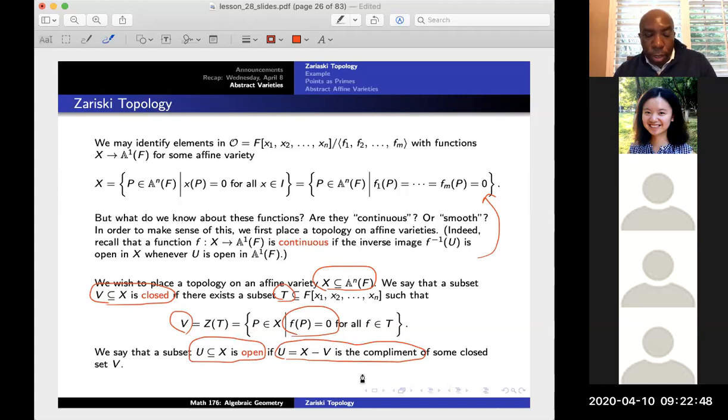Right, so I have the idea of a closed set. Now I take a look at the complement of that. Right, so I'll try to give some examples of this a little bit later. But again, this is the concept of a closed set. So it just means zero locus of a collection of things, and the concept of an open set. So it's the complement of a closed set. All right.